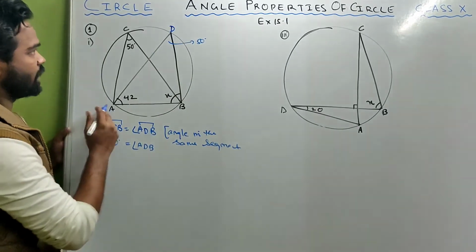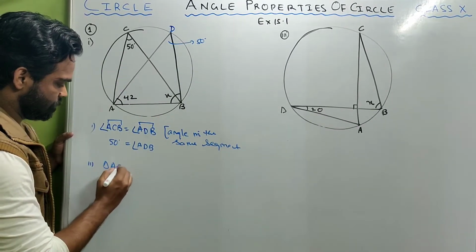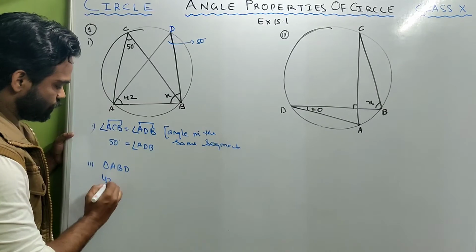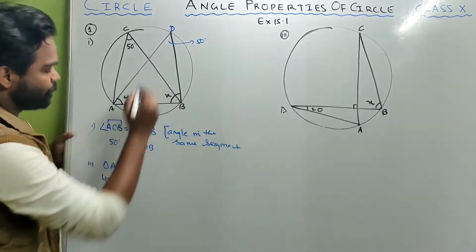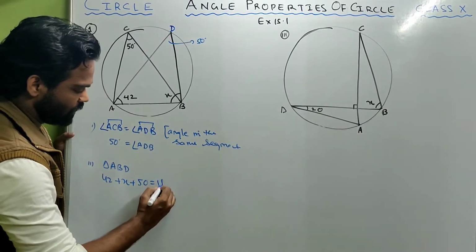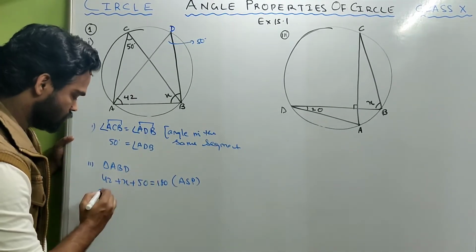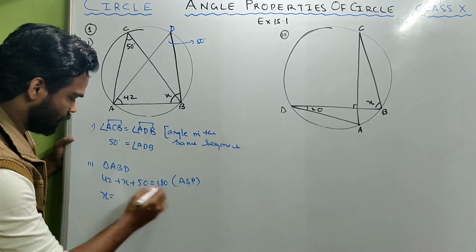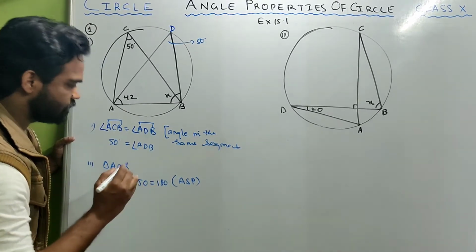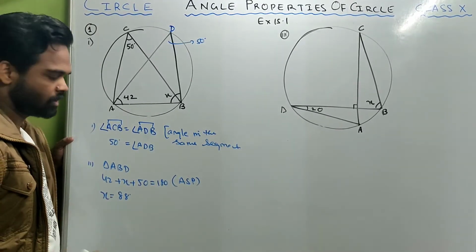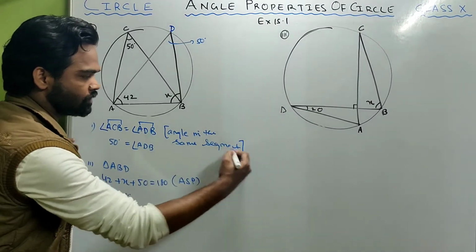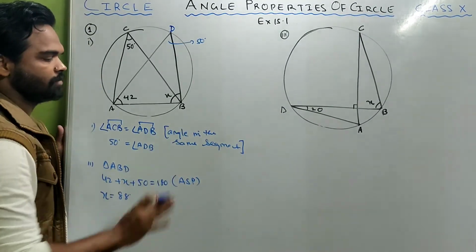Now look at triangle ABD. In triangle ABD, 42 plus x plus 50 will be equal to 180. Angle sum property. We know this. So x will be what? 180 minus 92. That's 88 degrees. Done. Pretty easy. Write the theorem, in short: angle in the same segment.